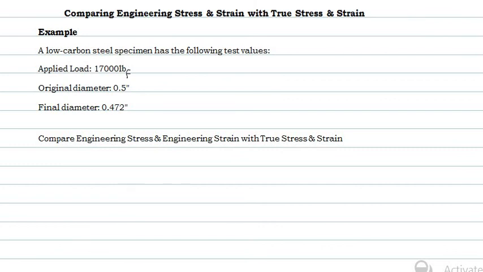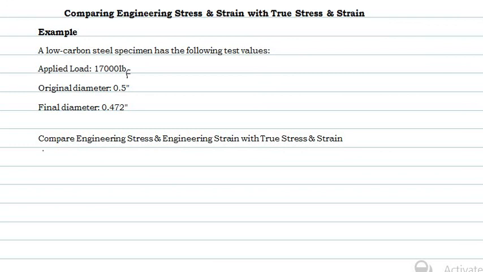So we're going to solve another example, and it involves comparing engineering stress and strain with true stress and strain. If you can recall in our earlier video, which involves the derivation of the formula for true stress and true strain, we actually showed a graph which shows how a plot of true stress and true strain compares with a plot of engineering stress versus engineering strain, and we saw that the graph of the true stress and true strain was actually steeper, meaning it was above the one of engineering stress and engineering strain.